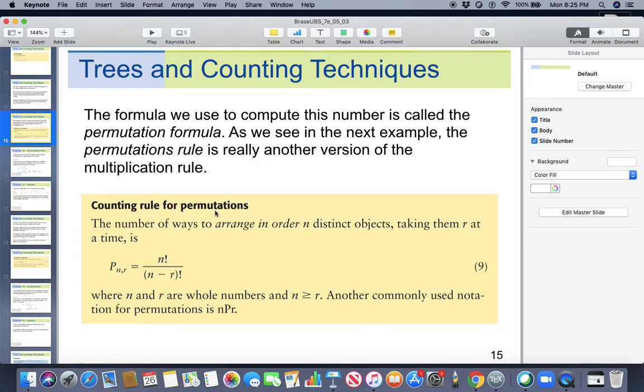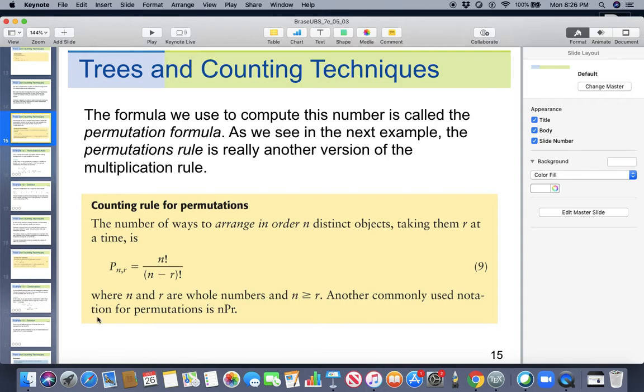So, counting rule for permutations. The number of ways to arrange in order n distinct objects, taking them r at a time, is denoted P(n,r) and is n factorial over n minus r factorial. The point to remember is for a permutation, order matters. You are arranging things in order. Okay? So you are choosing r things from n things in order. n and r are whole numbers, n is bigger than or equal to r.